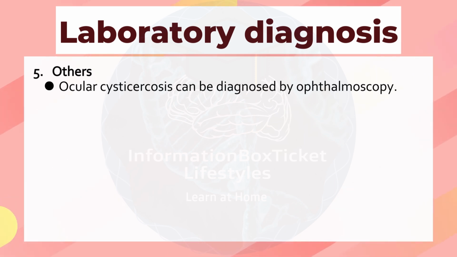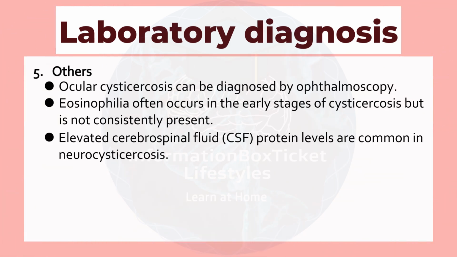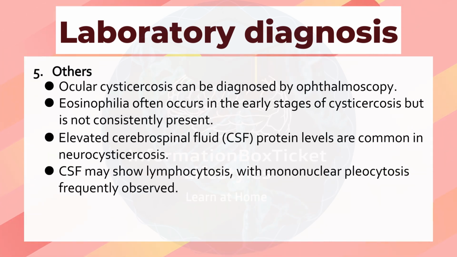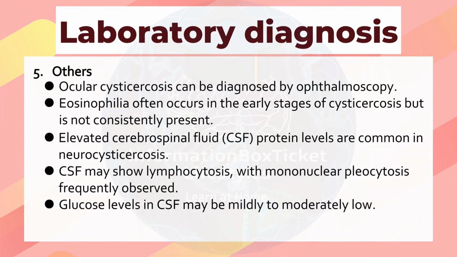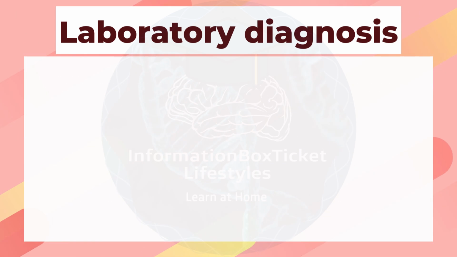Others. Ocular cysticercosis can be diagnosed by ophthalmoscopy. Eosinophilia often occurs in the early stages of cysticercosis, but is not consistently present. Elevated cerebrospinal fluid protein levels are common in neurocysticercosis. Cerebrospinal fluid may show lymphocytosis, with mononuclear pleocytosis frequently observed. Glucose levels in cerebrospinal fluid may be mildly to moderately low. Cerebrospinal fluid cell counts rarely exceed 300 cells per millimeter cubed.